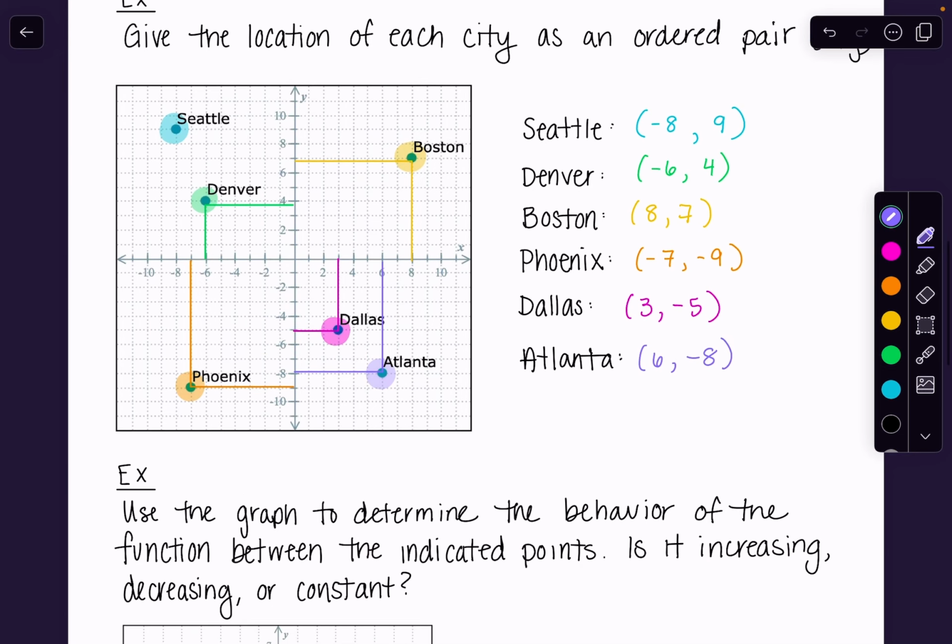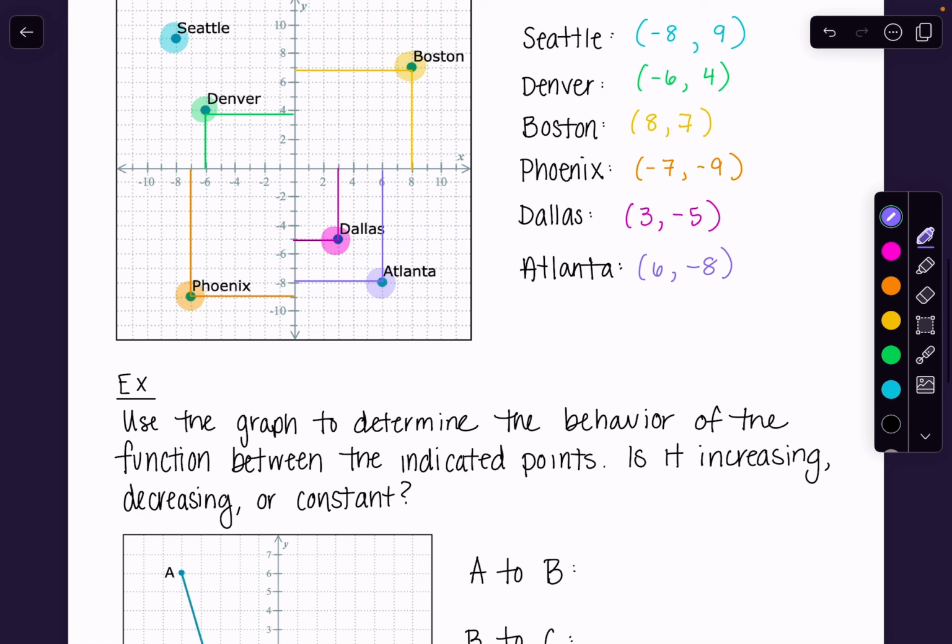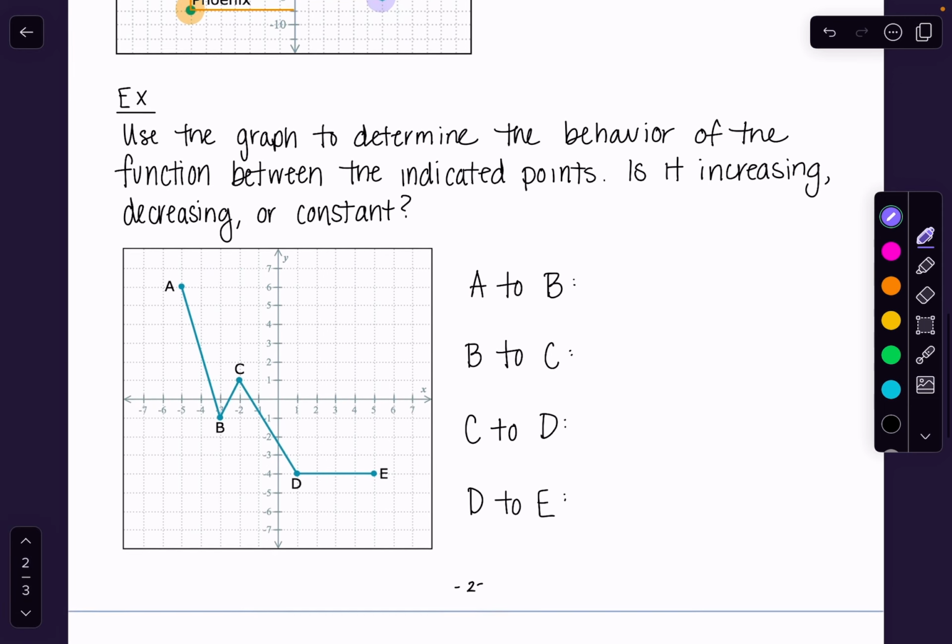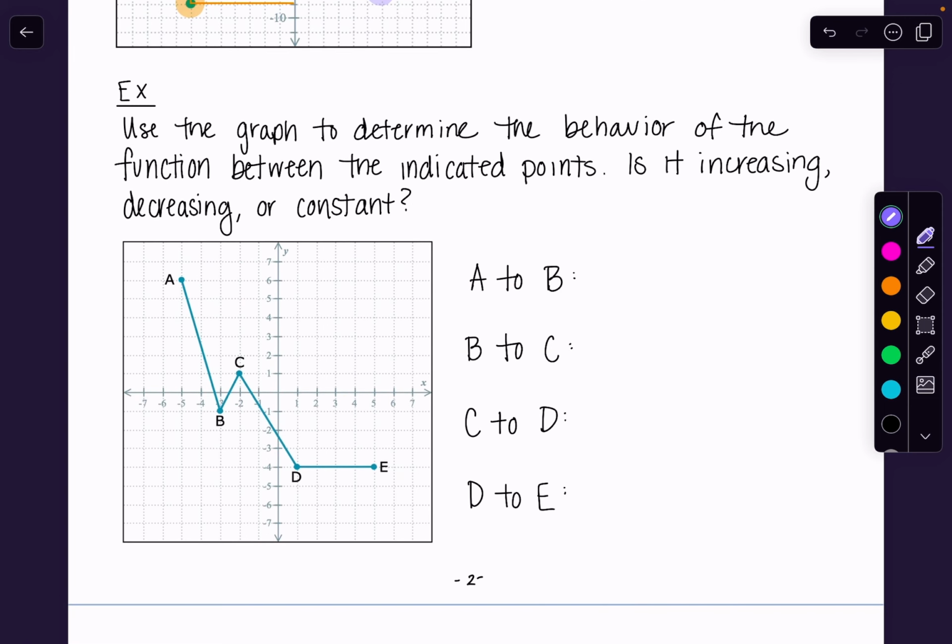And so this is a nice short section. We really just have one last example. So we're going to use the graph to determine the behavior of the function between the indicated points. So what we're really trying to figure out is from point A to B, is it increasing, decreasing, or constant? And then the same thing for all the other points. So just like you read an equation, just like you read a sentence, you do everything from left to right.